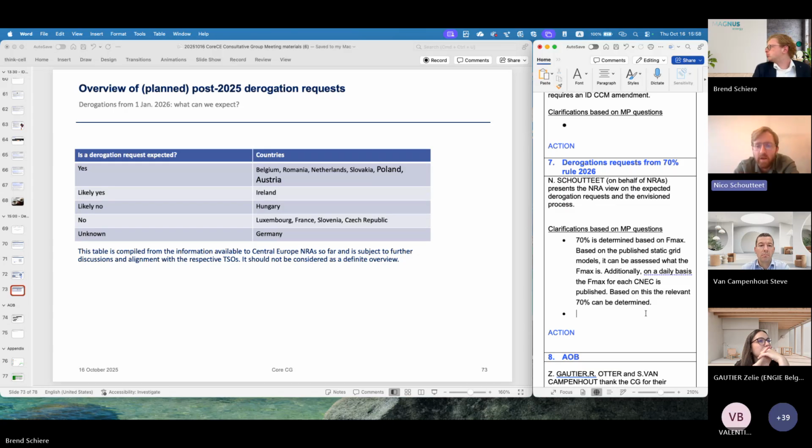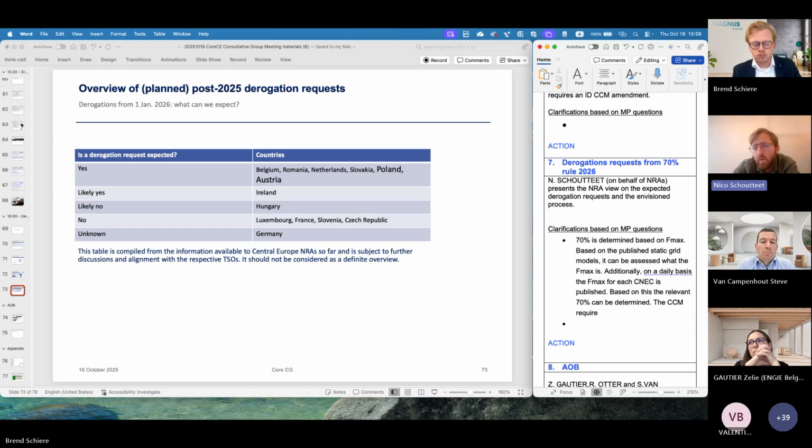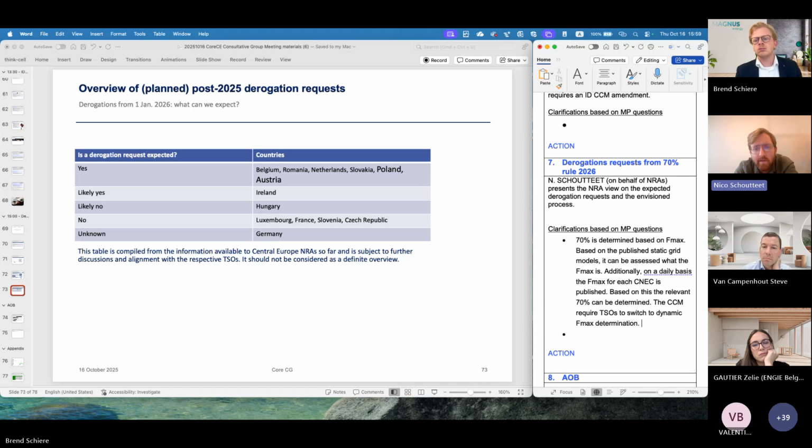We do try, as much as possible, to impose towards our TSOs that they should all move as much as possible to an approach with dynamic limit determination, with dynamic line rating. Admittedly, some of these are quite lengthy processes, and this does not happen overnight. But it is one of the requirements of the capacity calculation methodology, which imposes the obligation on all the TSOs to study to which extent they can actually implement DLR.